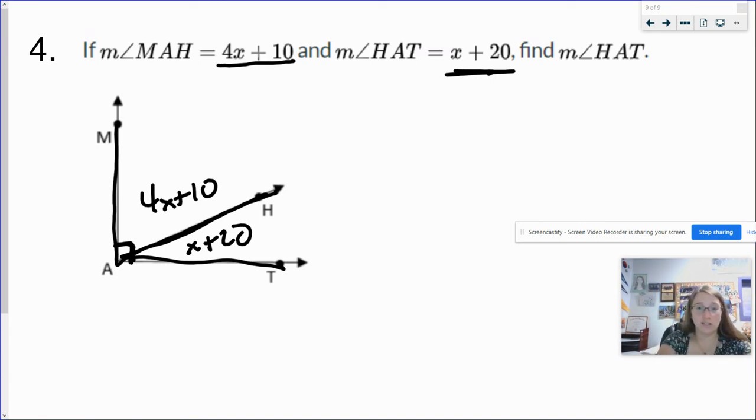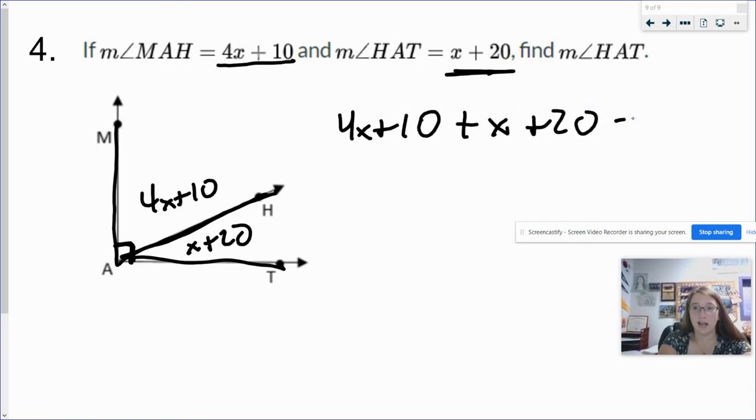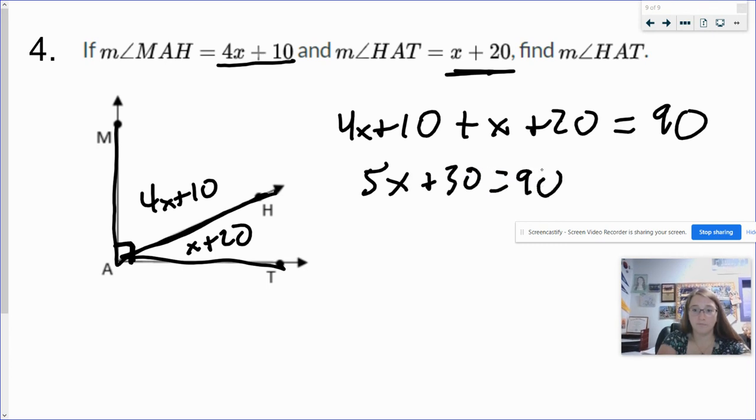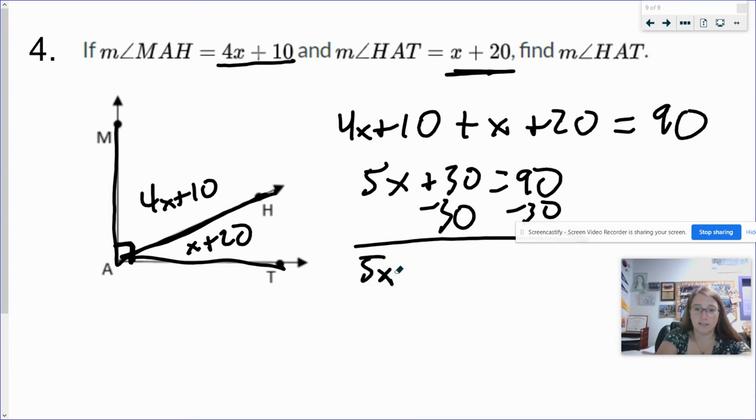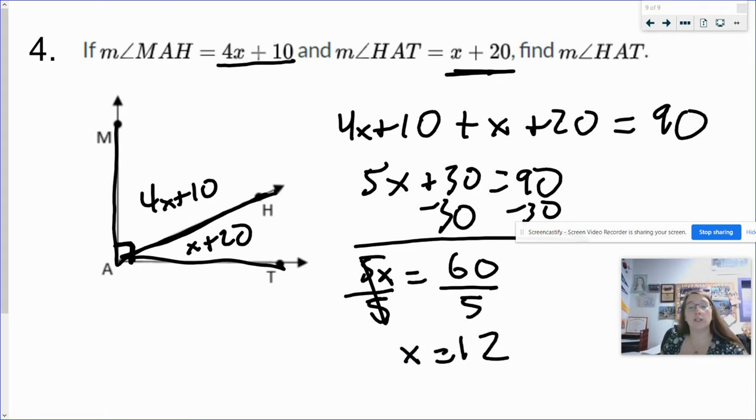Okay, here it is. If you weren't sure, that's okay, you can check. They add to 90 degrees. I'm literally putting a plus sign in between my two equations. So I'm going to solve this real quick because I got to get going here actually. We've got 4x and an x, that's 5x. We've got 10 and a 20. Minus 30, minus 30. We've got 5x equals 60. Again, I'm just solving this really quickly here. x ends up equaling 12.